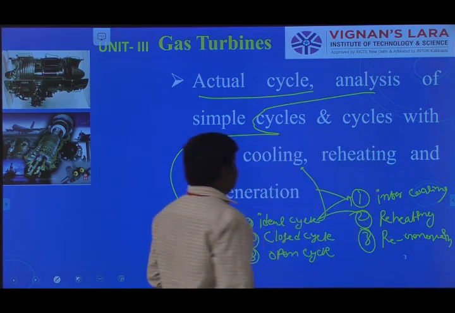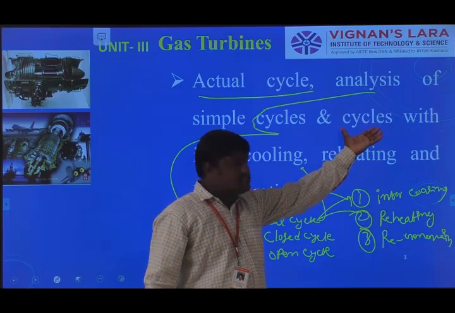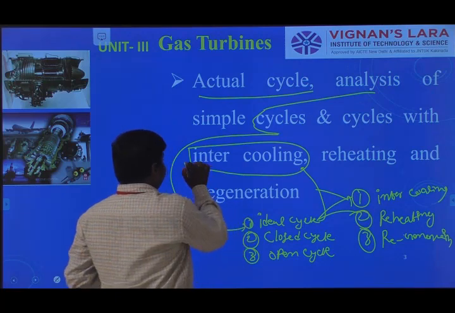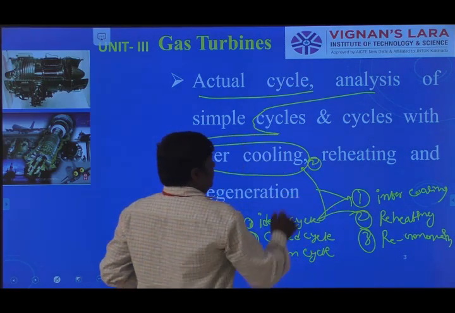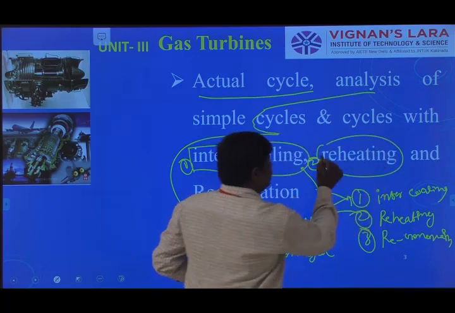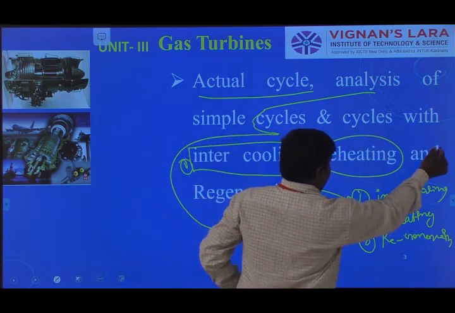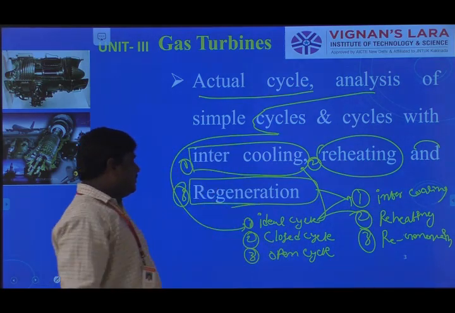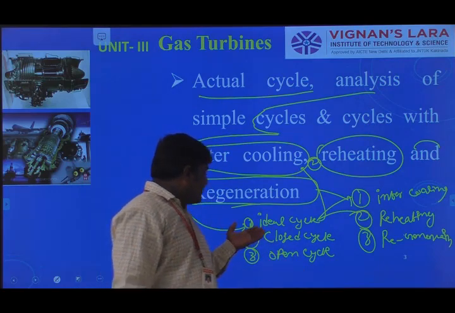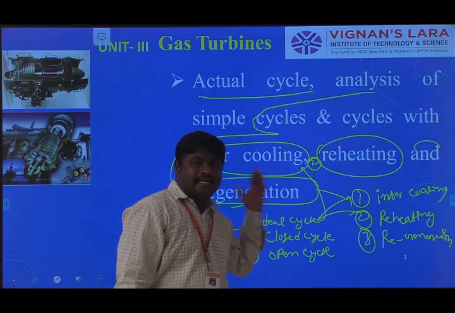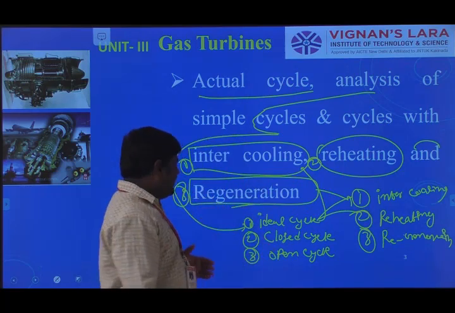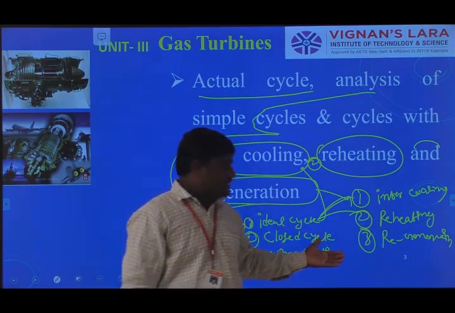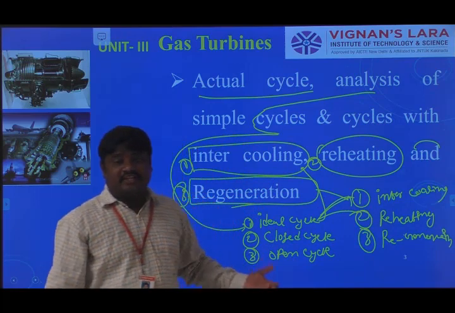So that is the cycles with intercooling. This is part one, intercooling. The second one is cycles with reheating, and the third one is cycles with regeneration. So we have three cycles: the ideal cycle, closed cycle, and open cycle. In the ideal cycle you have an intercooling system, reheating system, and regeneration system.